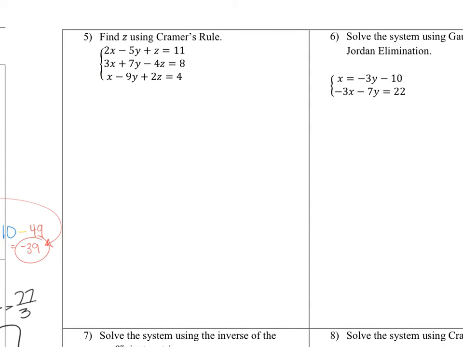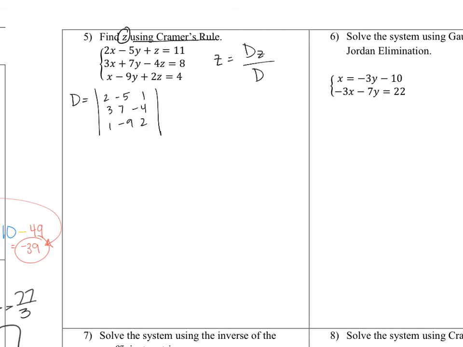Okay, for number 5, we're going to find just z using Cramer's rule. So the reason for that is because we could find x, y, and z with Cramer's rule, but we're going to save a little time because really they're all the same. You need to find determinants. So by just asking you to find z, you only need to find 2 different determinants. So first, the determinant of the coefficients is going to be 2, negative 5, 1, 3, 7, negative 4, 1, negative 9, 2. So I need to find the determinant of that.